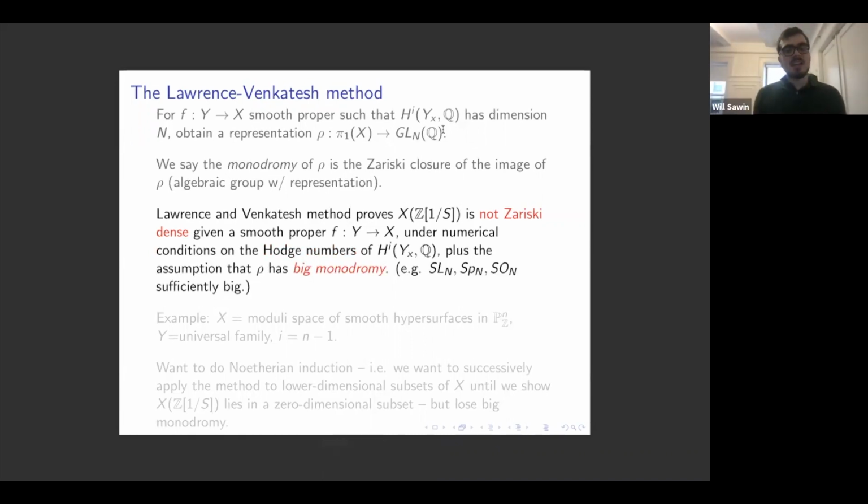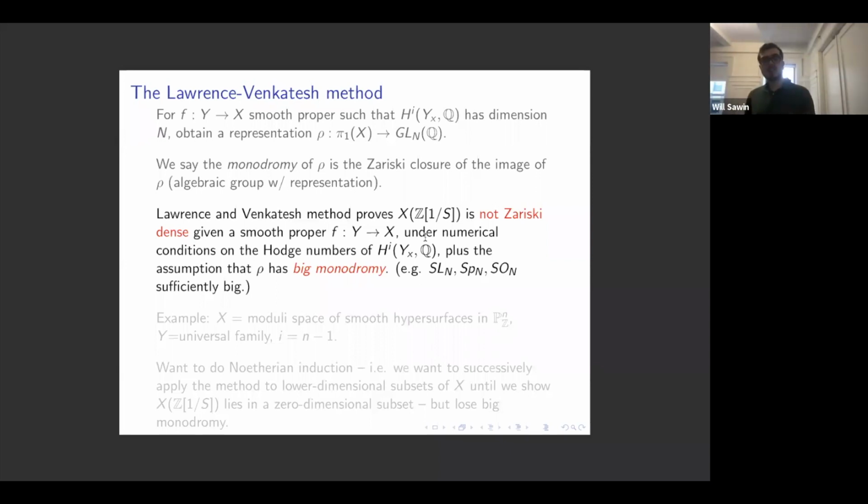And the second is the assumption that rho has big monodromy. And when I say big monodromy in this talk and in our paper, what I just mean is that the monodromy group must contain one of the three classical groups, SL_n, Sp_n, or SO_n. It must be at least that big. In fact, if you look at the method, you could prove finiteness for some smaller groups than this. You would just have stronger numerical conditions. So there's a trade-off between the two. And it's possible that in generalizations of the method, you will rely on smaller groups than the full SL_n, Sp_n, SO_n. But for today, it's just those three groups.